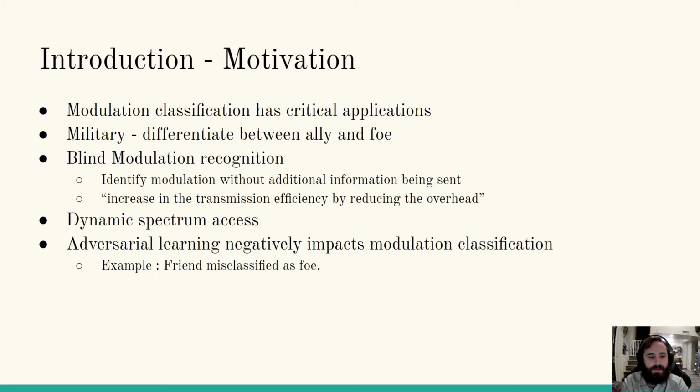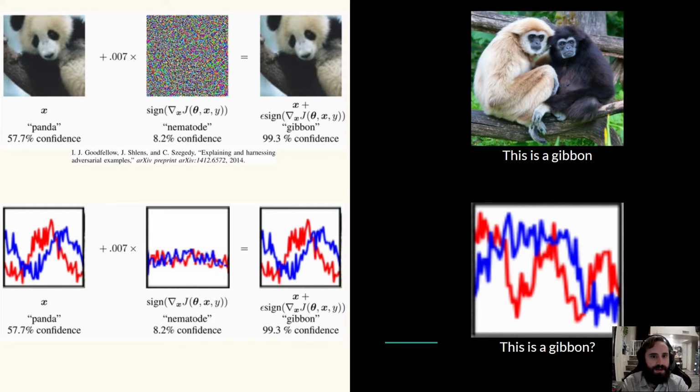And there's also the problem of adversarial learning having negative impacts on modulation classification. If we look at the top left is a famous figure from Ian Goodfellow's paper, and we see that a neural network is able to classify this image of a panda on the far left with 57.7% confidence. But if we add this carefully crafted perturbation onto that image of a panda to produce a resulting image that to us humans looks like a panda still, now the neural network thinks that it's a gibbon with 99% confidence. And here's what a gibbon actually looks like on the right. So we can actually fool this neural network by carefully crafting perturbations.